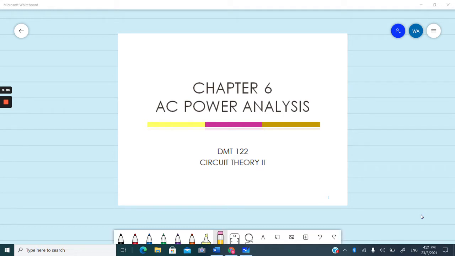Okay, for this week we will move to a new topic, which is AC power analysis. As far as your concerns, we have dealt previously with calculating the voltage and current in AC analysis. So we move on to this chapter. Our major concern is to evaluate and analyze the power in AC circuits.